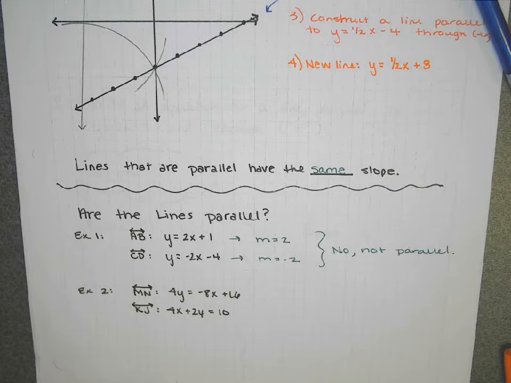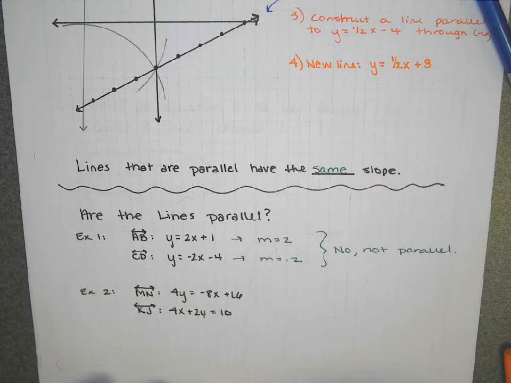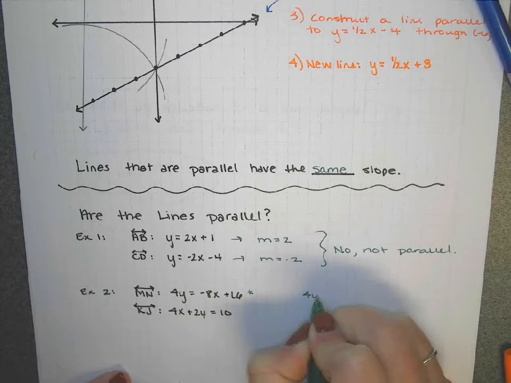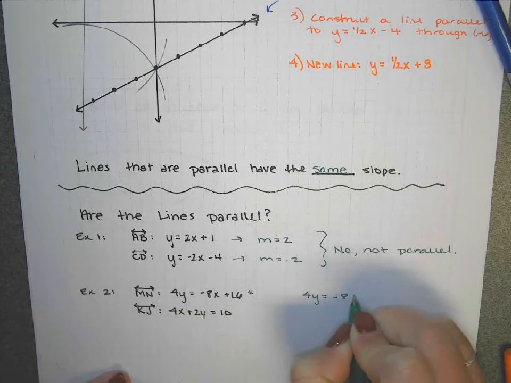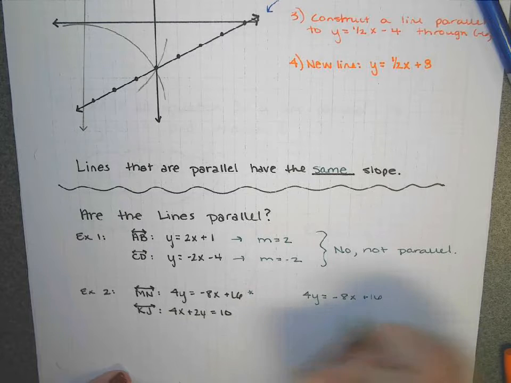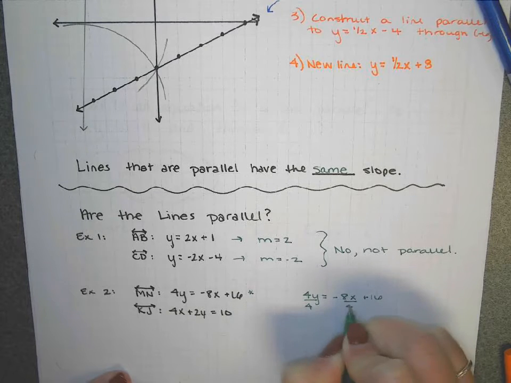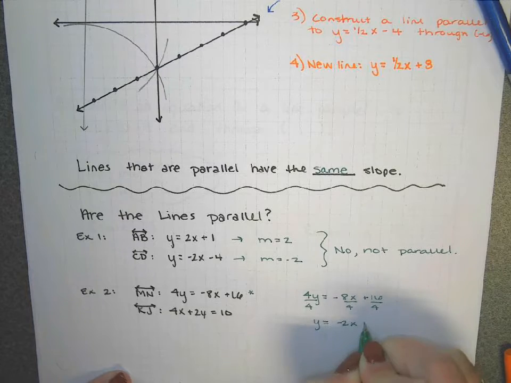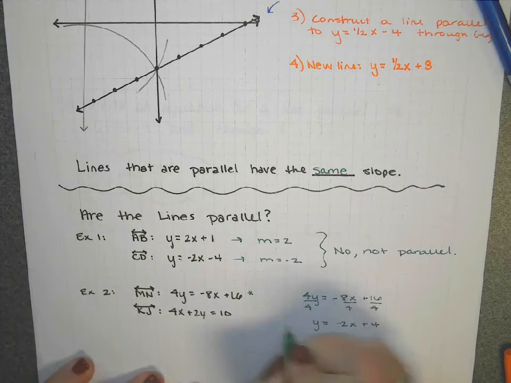Now the next one, you can't tell what the slopes are because they're not in slope-intercept form. So we're going to have to do a little work here to change it, okay? So when we're looking at MN, we're going to have to take our 4y equals -8x plus 16. We're going to have to divide everything by 4. We're going to get y equals -2x plus 4. Okay, so this is line MN.